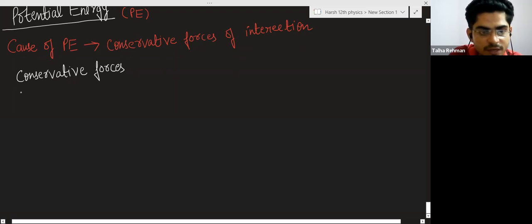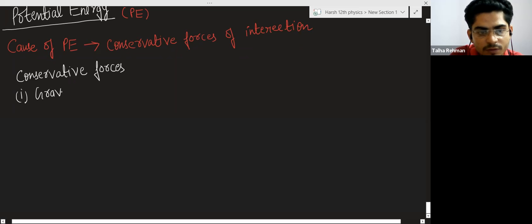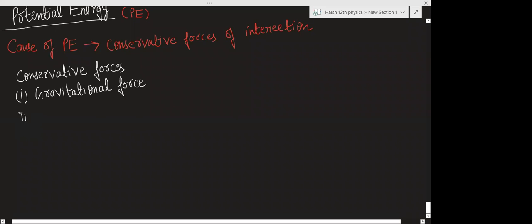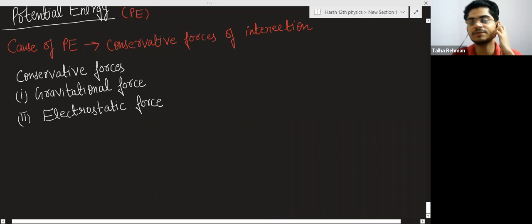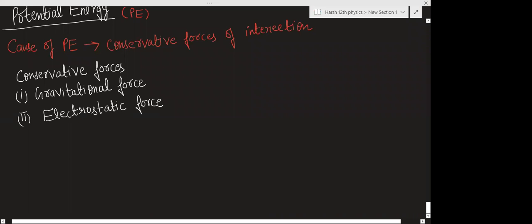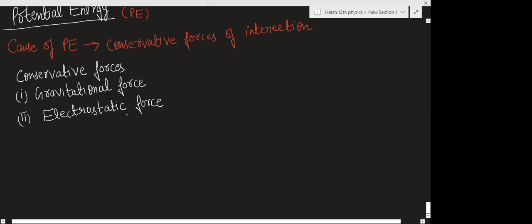Conservative forces. Number one is gravitational force. Gravitational force is a conservative force. And second is electrostatic force. Electrostatic force means the force due to Coulomb that we have studied by Coulomb's law. It means the force between two point charges is conservative.